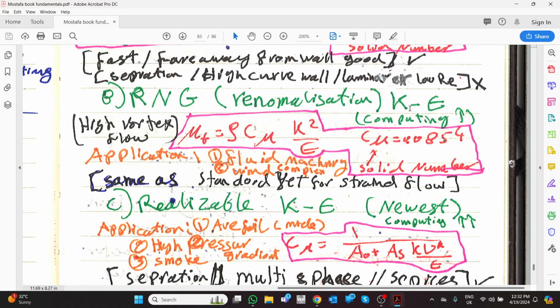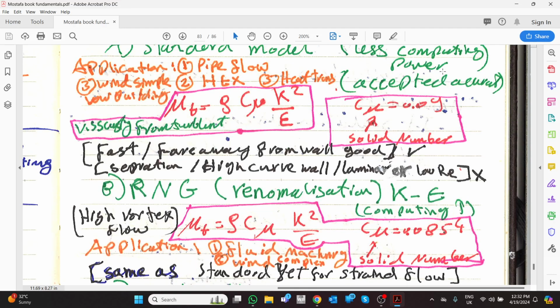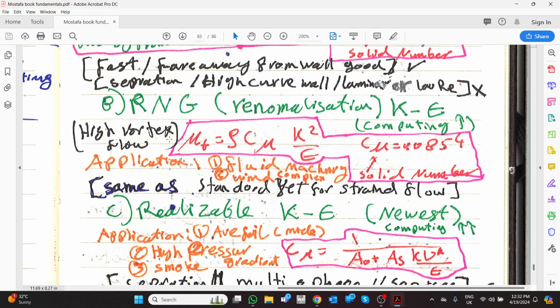The renormalization model requires a little more computing than the standard one, and it can handle high vortex flow. For example, fluid machinery, where separation happens, or a complex wind system, meaning a super high-rise building where there are a lot of vortices. Yes, you need it.